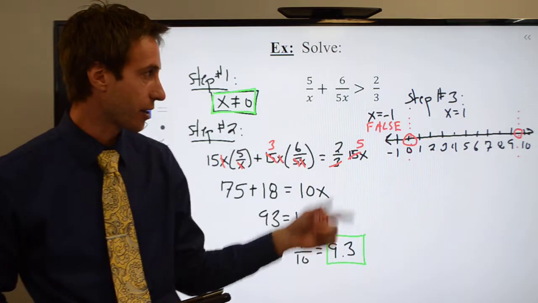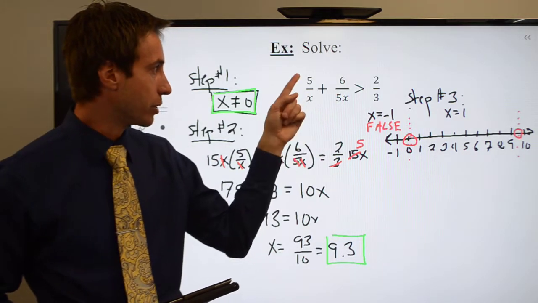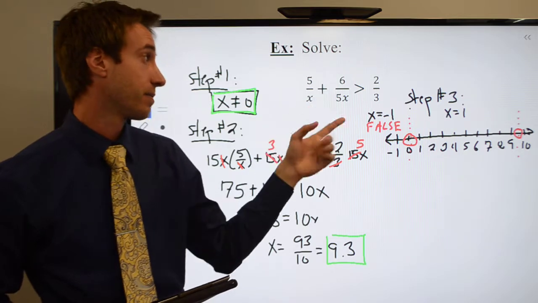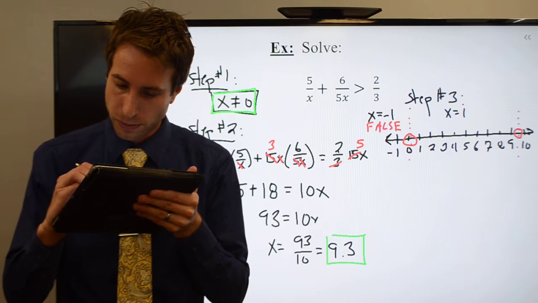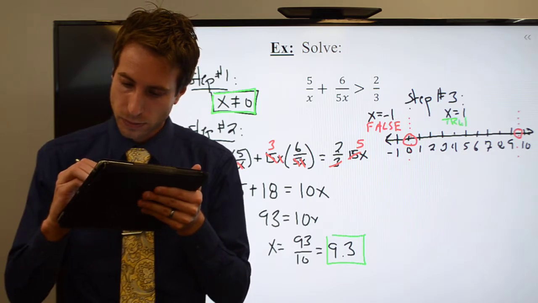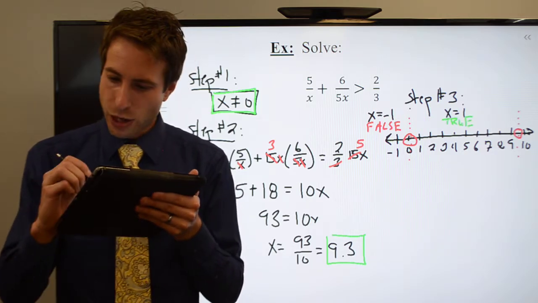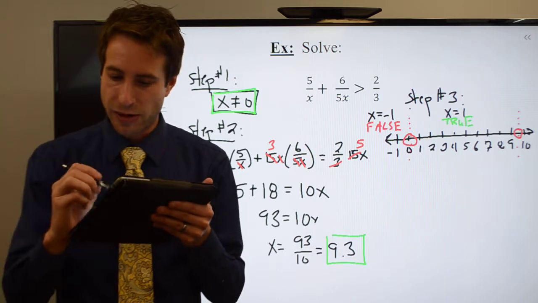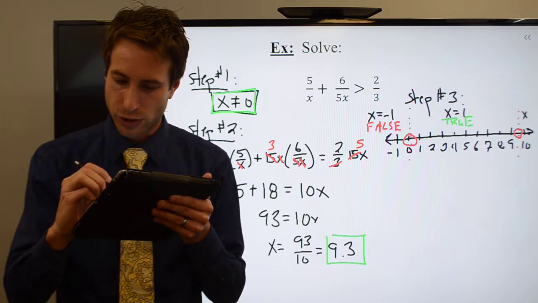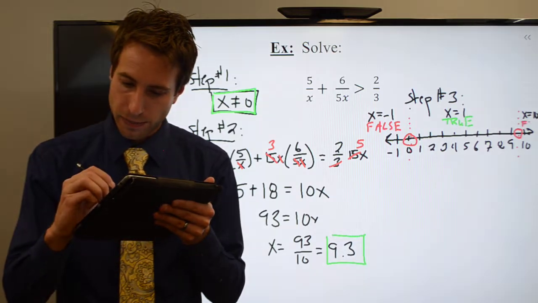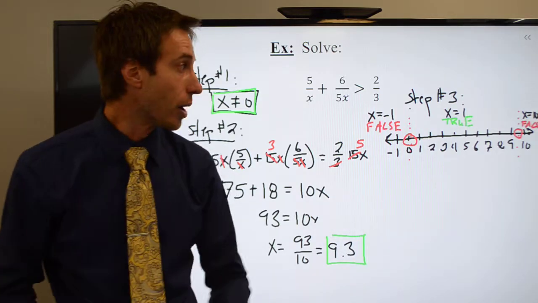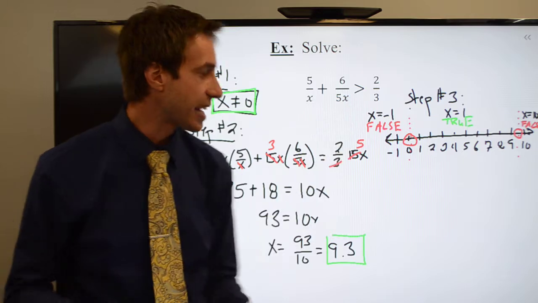Please feel free to use a calculator. You would take 5 plus 6/5, and it will come out to be bigger than 2/3. So this is true. And then you go ahead and pick something bigger than 9.3. I would just do x equals 10. Anyway, you wind up getting a false statement when you plug a 10 in for x and a 10 in for x.